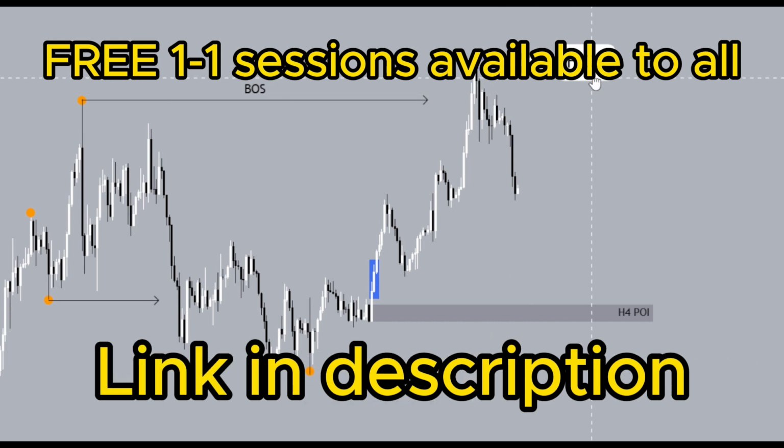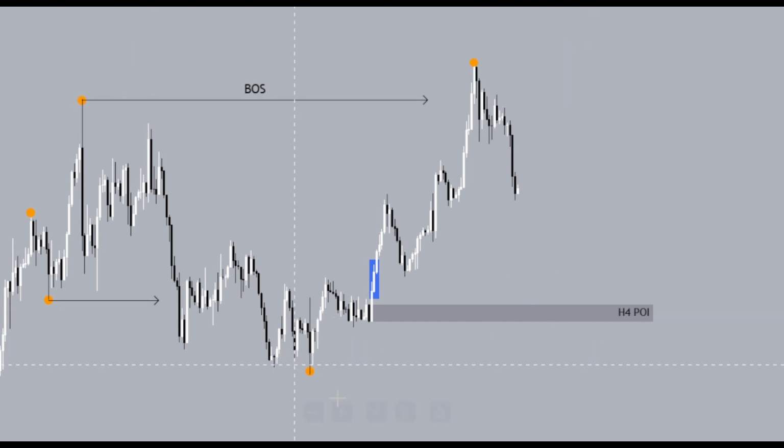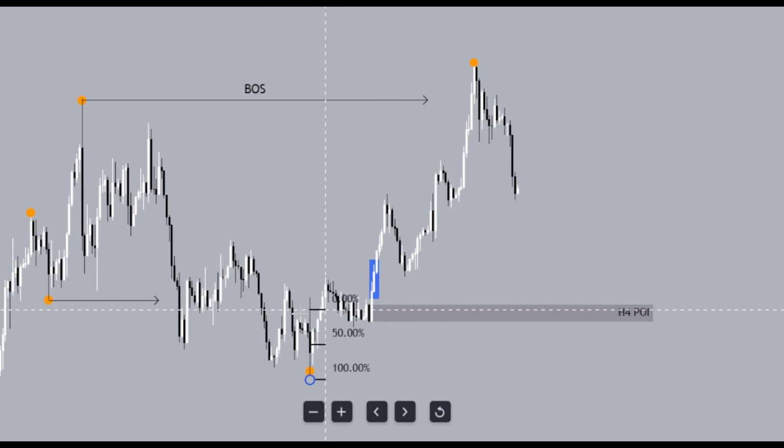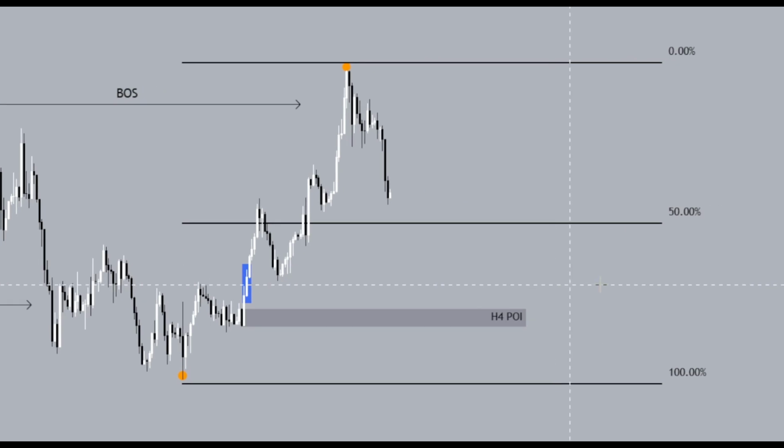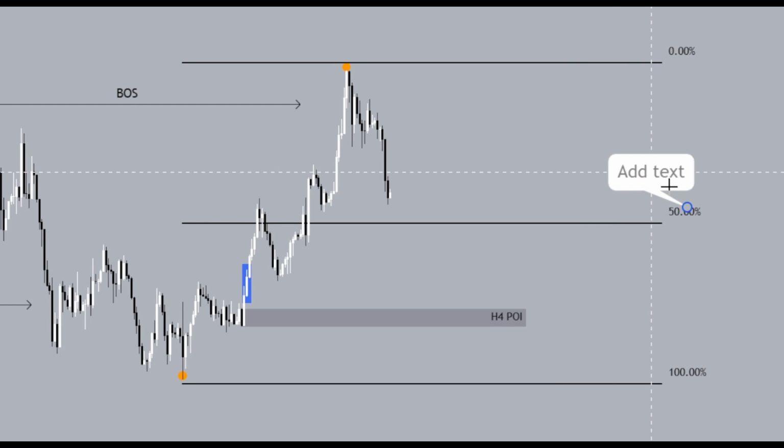Now the next thing we do with the dealing range is we project the Fibonacci tool from the swing low down here all the way up to the swing high like this, right? So this gives us our 2 regions. It gives us, of course, our 50% level, and this gives us our premium up here and our discount down here, right? Very important to understand that.